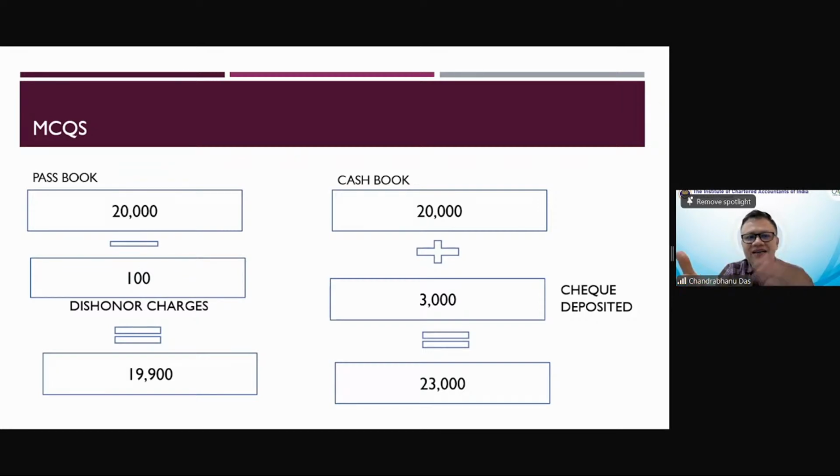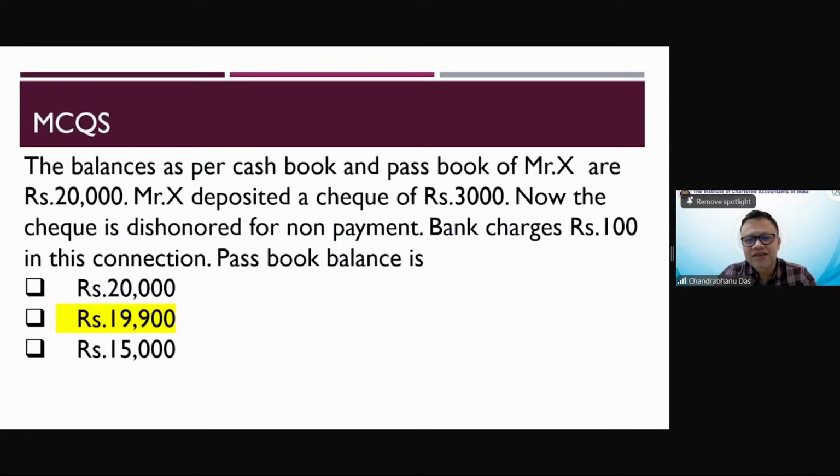So this is the situation where your passbook will not match with the cash book and you think that I have deposited the check. What has happened? Customer didn't have funds. So, lack of funds and there were dishonor charges, and it became 19,900. So the passbook balance is 19,900.